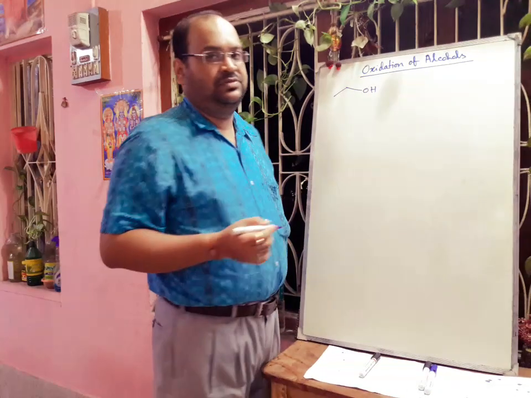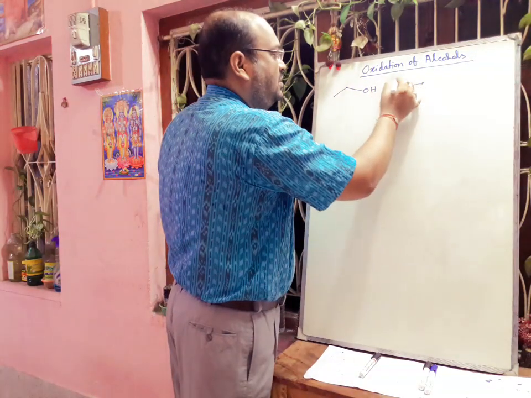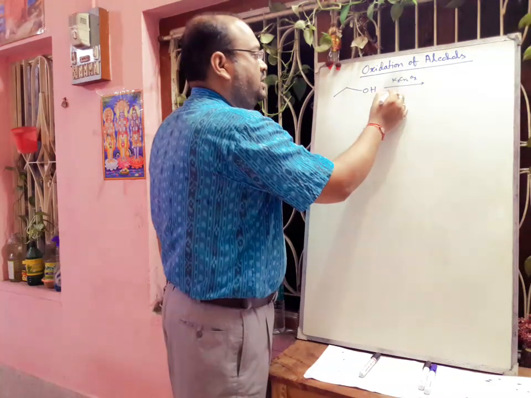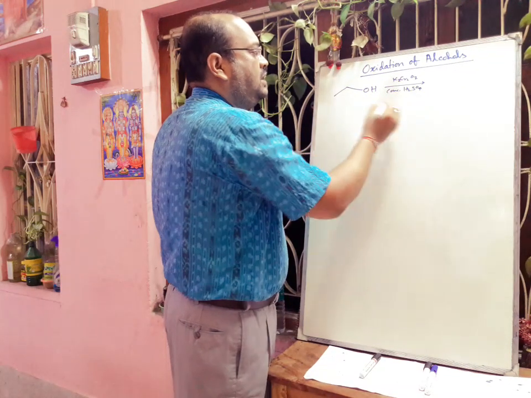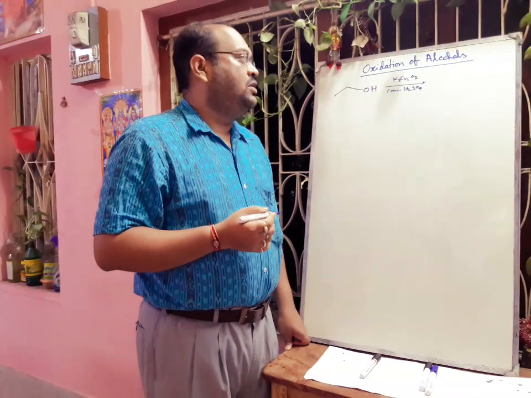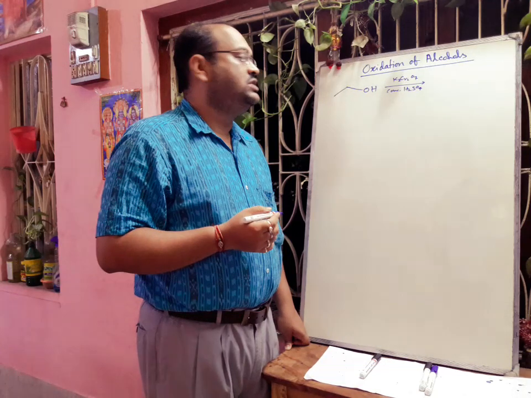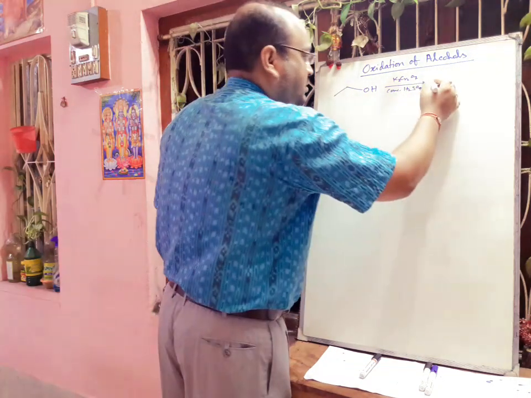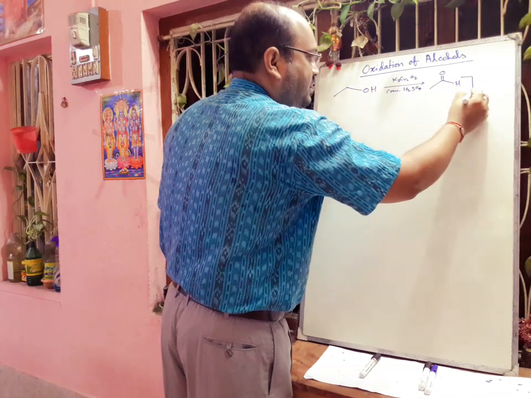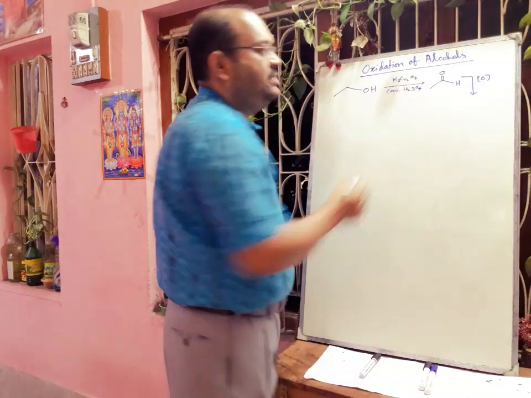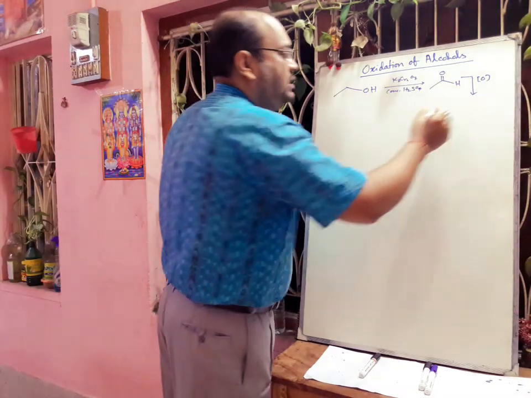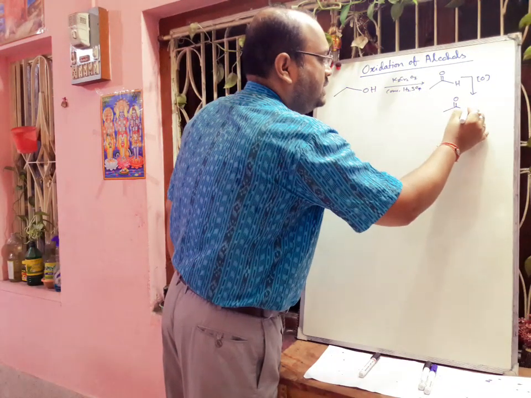This one is ethanol. If we add K2Cr2O7 and concentrated H2SO4, this is the most commonly used oxidizing reagent, and this reagent is known as Jones reagent. Here this alcohol will first oxidize into aldehyde. In the next step, the same reagent will again react with this aldehyde, because aldehydes are highly unstable, and that will form the corresponding carboxylic acid.